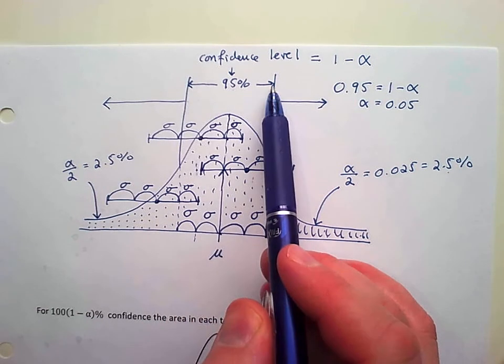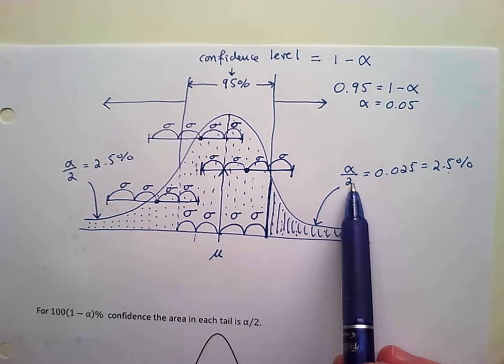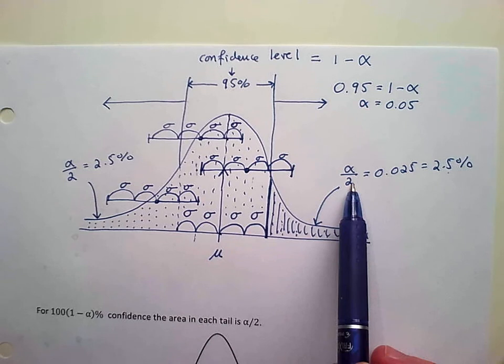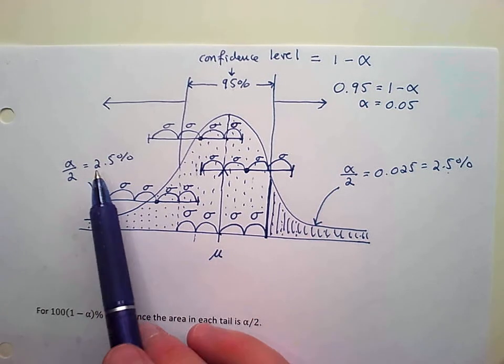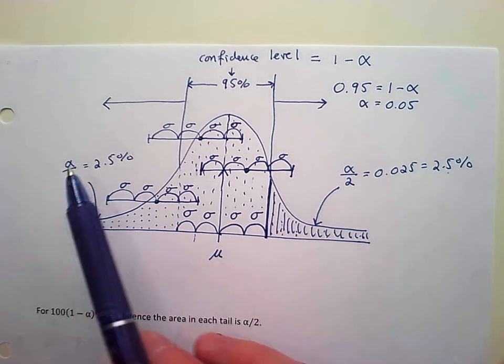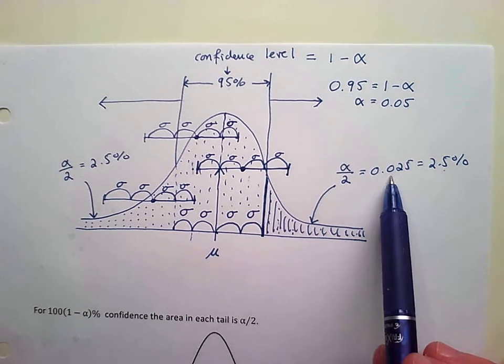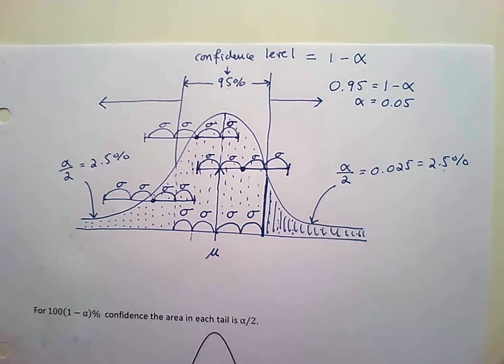So therefore, if in here we have 1 minus alpha, in this tail we need to have alpha divided by 2, and in this tail we need to have alpha divided by 2. So that we can have half of alpha, 1 minus alpha, and half of alpha, this being equal to 100% of our distribution. All right.